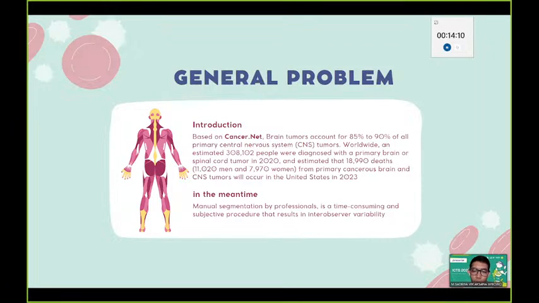Before we go to the specific problem, we have to see the general problem of my research. Based on cancer.net, brain tumors account for 85% to 90% of all primary central nervous system tumors. Worldwide, it is estimated that 308,102 people were diagnosed with a primary brain or spinal cord tumor in 2020, and an estimated 18,990 deaths from primary cancerous brain and CNS tumors occurred in the United States in 2023.